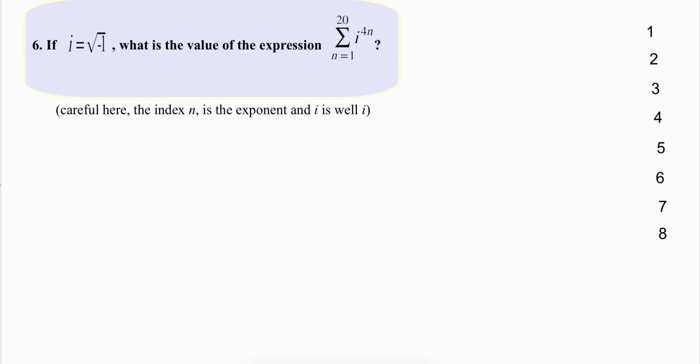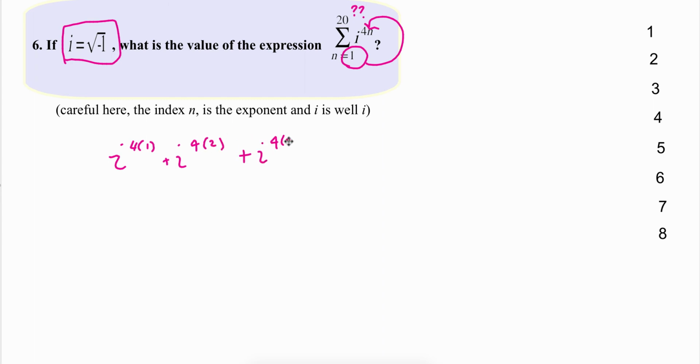For number 7, we're using our imaginary clock again. So it tells me to start by putting 1 in for n. 20 times? Oh my God, it's going to take forever. No, it's not. So we've got i to the 4 times 1 plus i to the 4 times 2 plus i to the 4 times 3 plus i to the 4 times 4.